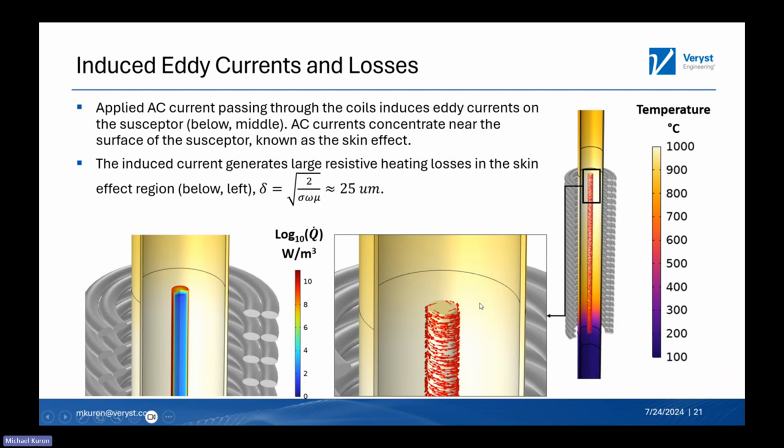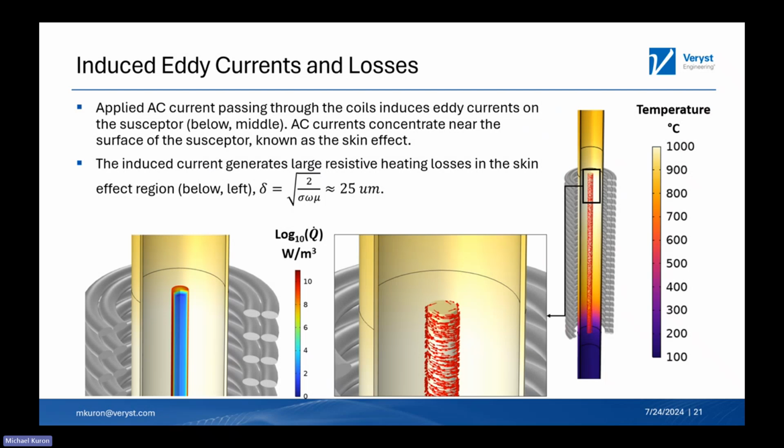And so you can see we're plotting on log scale the heat generation rate on the susceptor due to the induction heating. What's important to recognize about this type of simulation from a practical perspective is that our mesh needs to be able to refine or capture what we call the skin effect region. We can get a rough estimate of the skin depth based on the excitation frequency and the material properties of the susceptor, which tells us that in this particular scenario, the skin depth is about 25 microns.